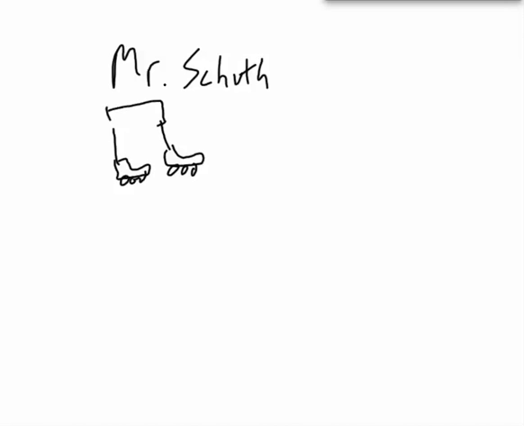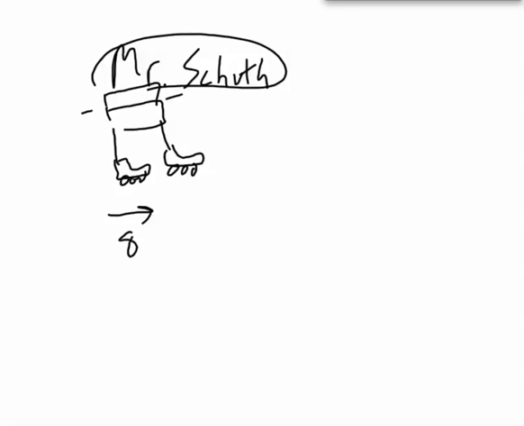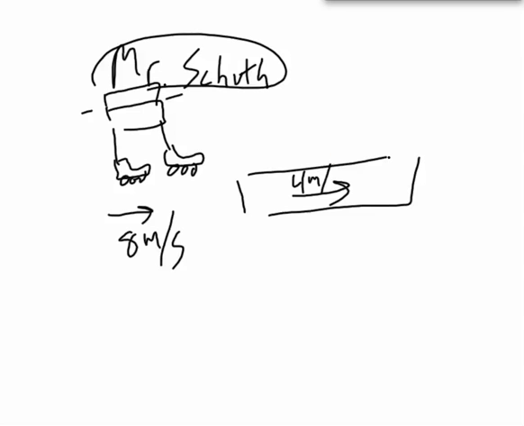So let's say we take Mr. Schuth, and Mr. Schuth decides to go on his rollerblades. So there's Mr. Schuth, and he's rollerblading, and he's just really fast. He's rollerblading at 8 meters per second in this direction. And then all of a sudden, he's at the airport, going on the moving walkway, which is moving at 4 meters per second that way. So relative to the ground, while he's on the moving walkway, how fast is Mr. Schuth traveling? 12 meters per second, because you would add that plus that.